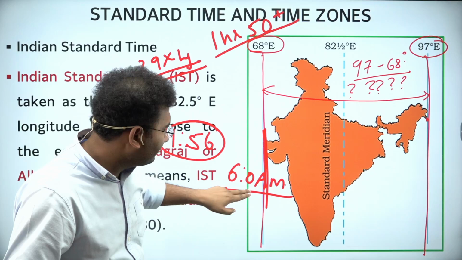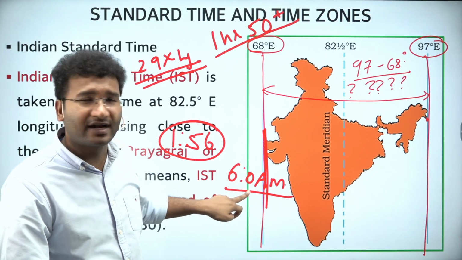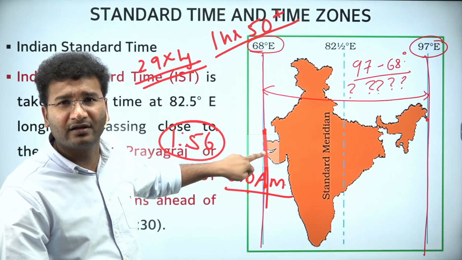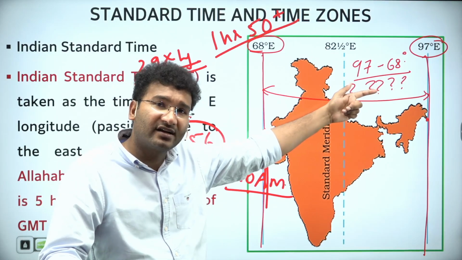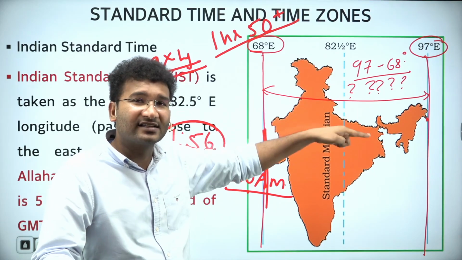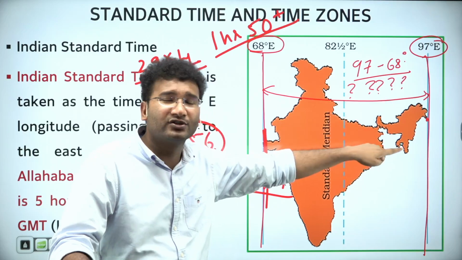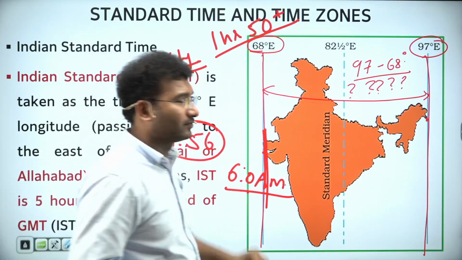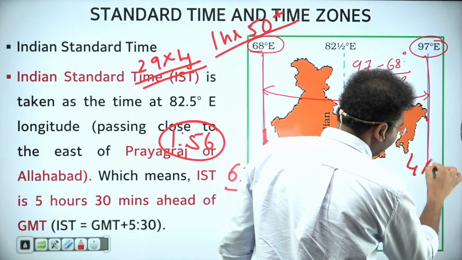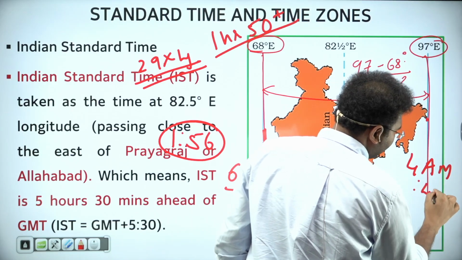That means if the sun rises at 6 a.m. in Gujarat, the westernmost point, at what time could you think the sun has risen in the northeast, at the easternmost point of India? Somewhere around 4 a.m. Okay, around 4 a.m. and 4 minutes.